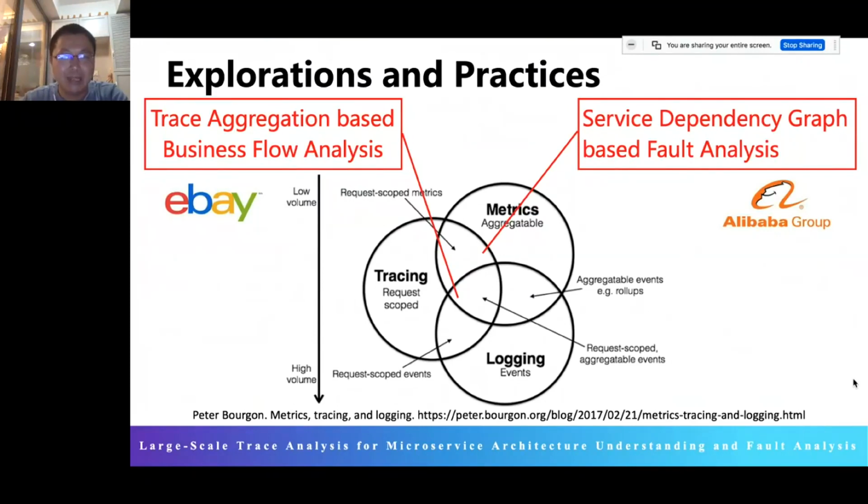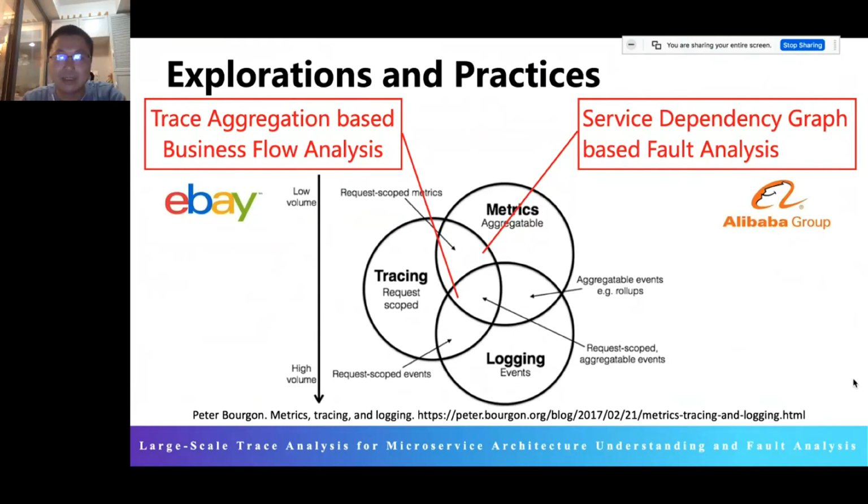This slide shows the landscape for the observability of microservice applications, which, as I mentioned just now, has three pillars: logging, tracing, and metrics. The first work is trace aggregation based business flow analysis. This work mainly relies on traces, but we also combine some log data to connect maybe some error events, something like this.